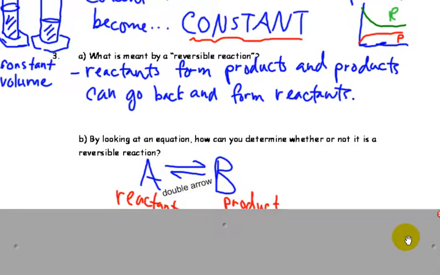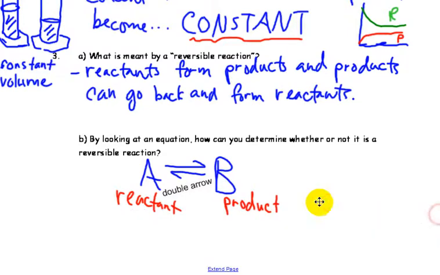By looking at an equation, how can you determine whether or not we have a reversible reaction? Usually we use a double arrow, a double half arrow. So this means A forms B, and B can go back and form A. And this happens a lot with gases, reactants that are gases, products that are gases, they are definitely reversible. Because a lot of reactions aren't reversible. Frying an egg, for example, you can't get the original uncooked egg back, but there are reactions that are reversible.